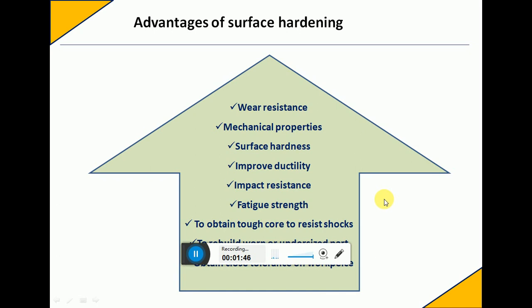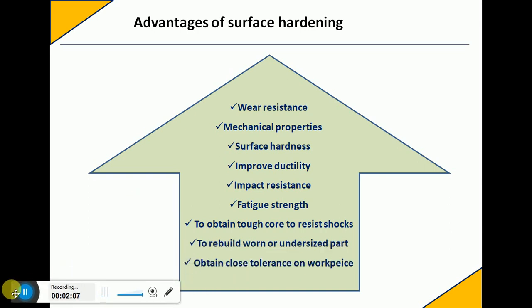Advantages of surface hardening: here we can get higher wear resistance. Mechanical properties are improved. Surface hardness is increased. Improved ductility. Impact resistance is also increased. Fatigue strength is also increased. Then here we can obtain a tough core to resist shock. Also we can rebuild worn or undersized parts. Then we can obtain close tolerance on the workpiece.